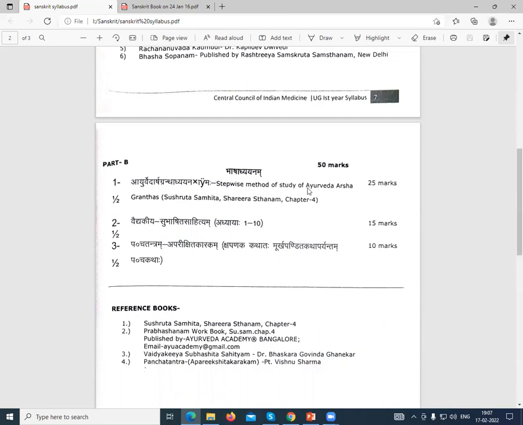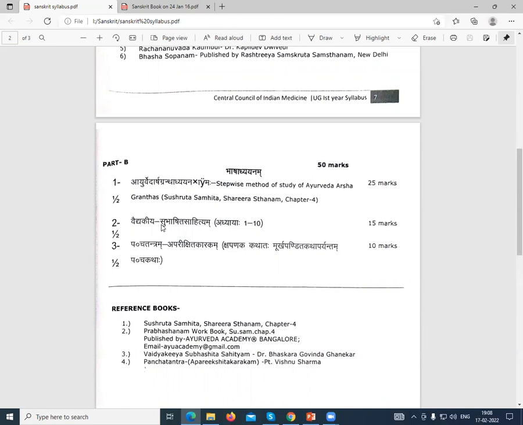Stepwise method to study Ayurveda Arsha Granthas, Sushruta Samhita. For example, you have to study Sushruta Samhita, only Sharirasthan and only chapter number 4. I am going to make a separate video on Sushruta Samhita, Sharirasthan, that is anatomy, chapter 4. That is 25 marks. So you must study this. Very interesting, and this will be helpful for your subject of anatomy and for Shalya Tantra in fourth year BMS.